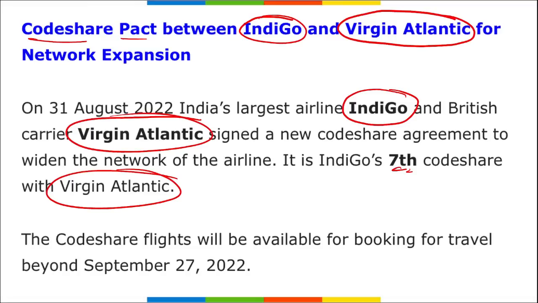Then the initial codeshare destinations in India are Chennai, Bangalore, Hyderabad, Kolkata, Ahmedabad, Amritsar, Goa, Delhi, Mumbai. Highly important. And additional codeshare destinations will be Kochi, Chandigarh, Jaipur, Pune, Coimbatore, Nagpur, Vadodara.